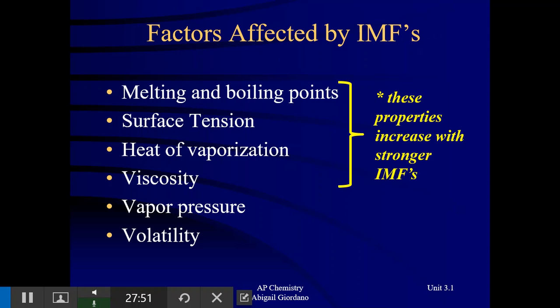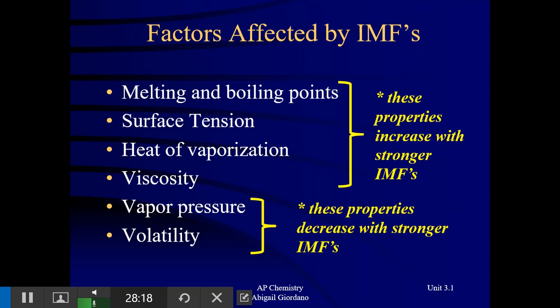these properties increase with stronger intermolecular forces. You're going to have higher melting and boiling points, greater surface tension, higher heats of vaporization, thicker liquids, more viscous liquids. Why? Because their molecules are held more tightly together. These two are going to decrease. A liquid that has strong IMFs is not going to evaporate very easily, and so we're not going to get a lot of vapor. We're going to have less vapor pressure. But we'll talk more about that later on.